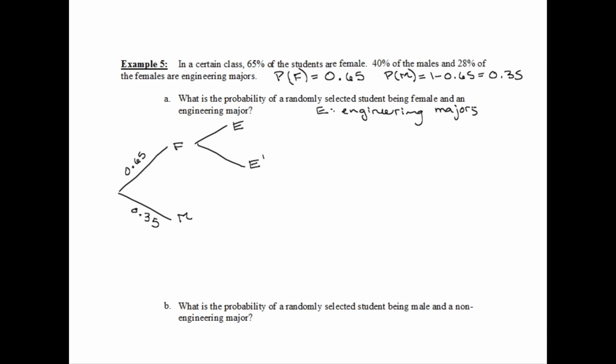Okay, so we know that 28% of the females are engineering majors, and so if we subtract 0.28 from 1, that will give us 0.72. So that means 0.72, or 72% of them will be non-engineers. Of the men, 40% were engineers, so that gives us a probability of 0.40. Again, we subtract from 1 to get the probability of the complement. So for our complement, we'll get 0.60.